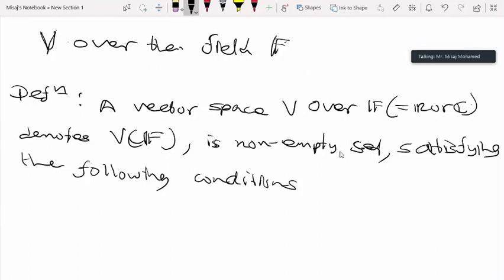V is a collection of vectors. F is a field. It contains all types of scalars.